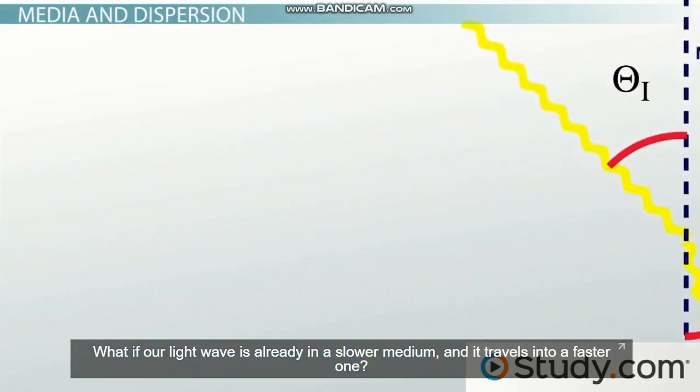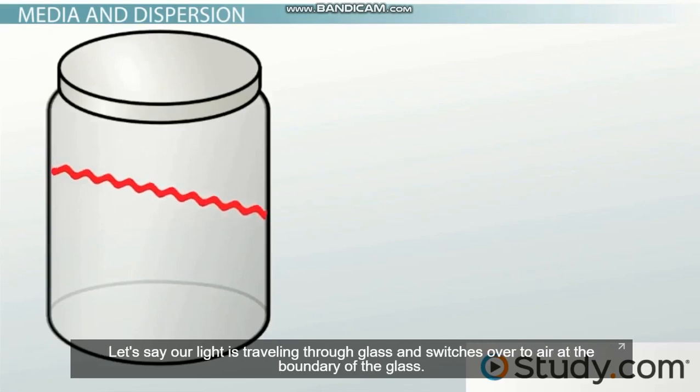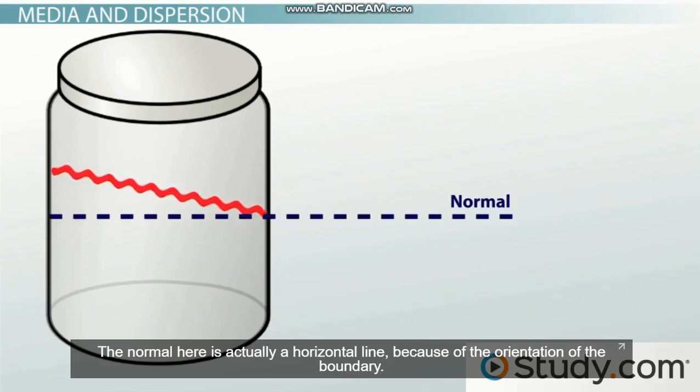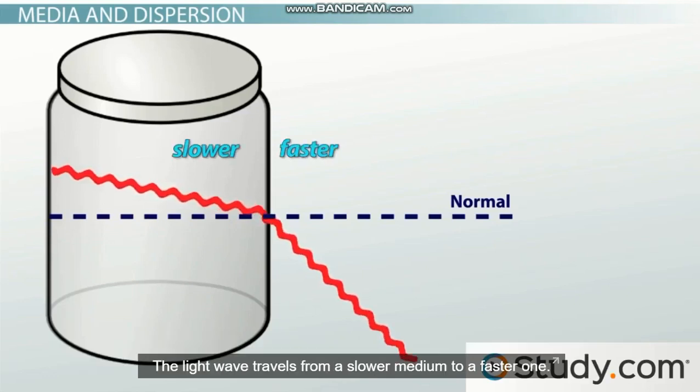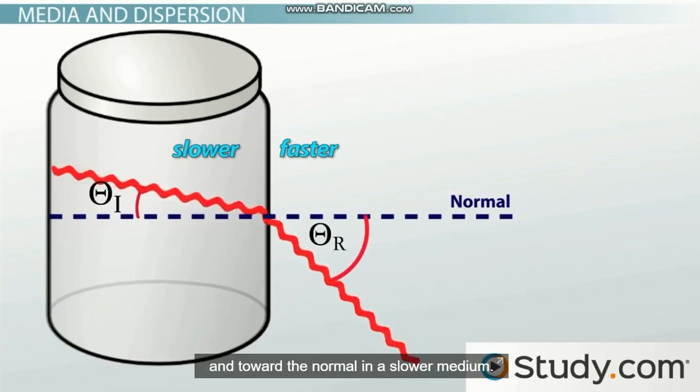What if our light wave is already in a slower medium and it travels into a faster one? Let's say our light is traveling through glass and switches over to air at the boundary of the glass. The normal here is actually a horizontal line because of the orientation of the boundary. The light wave travels from a slower medium to a faster one, so in this case it bends downward away from the normal. So you see, light waves always bend away from the normal in a faster medium and toward the normal in a slower medium.